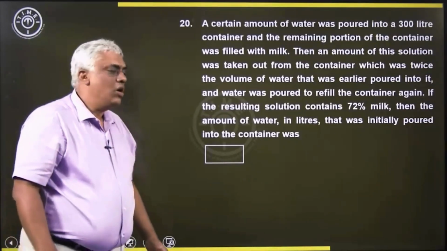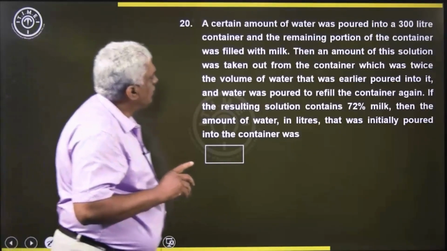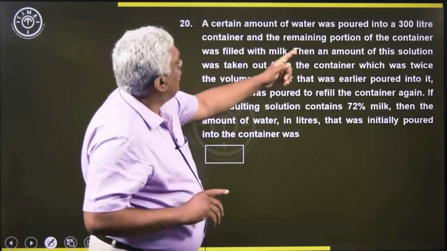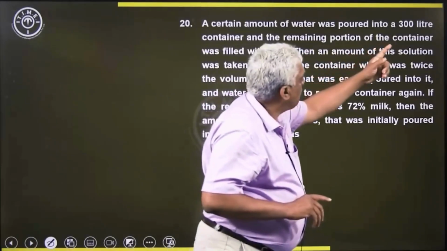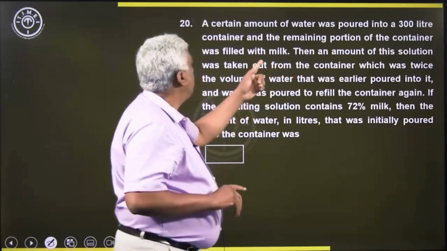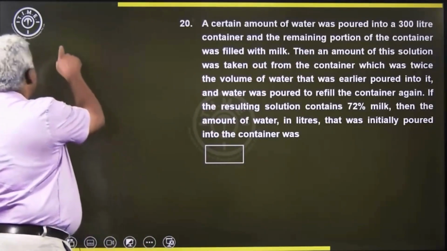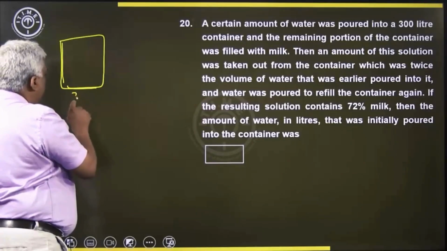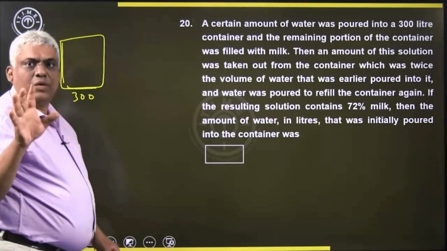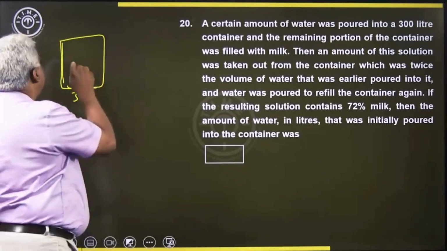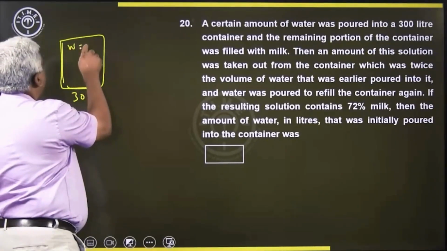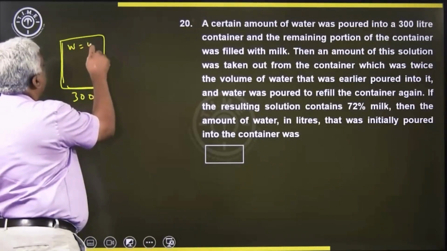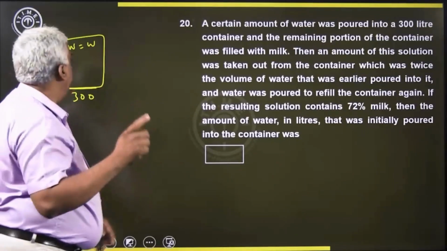If the resulting solution contains 72% milk, then find the amount of water in liter that was initially poured into the container. So, the initial container had a capacity of 300 liter, right. Let us say the water poured was W liter.